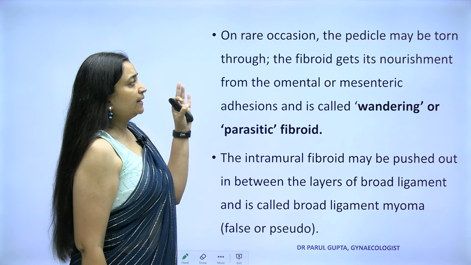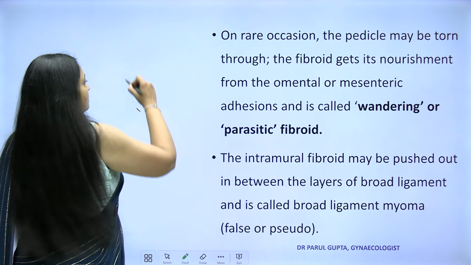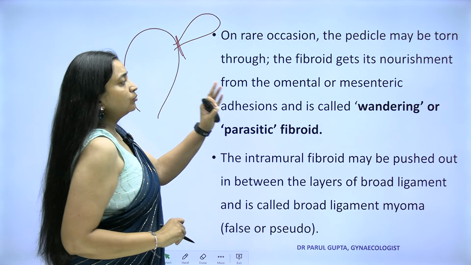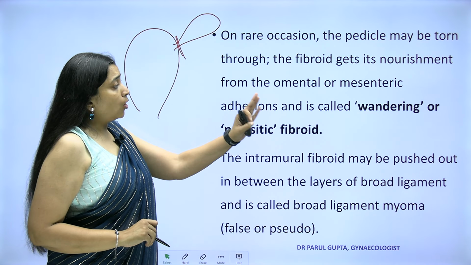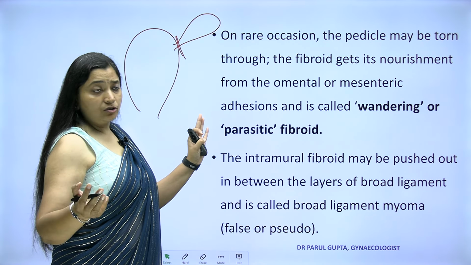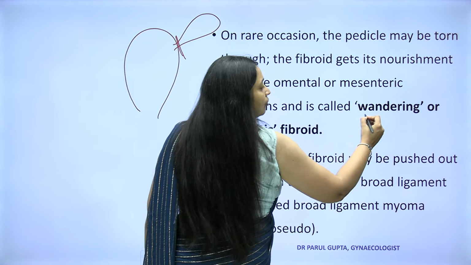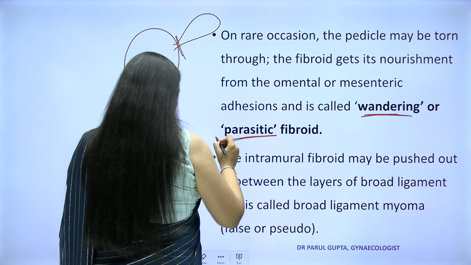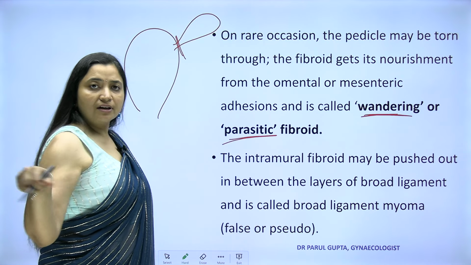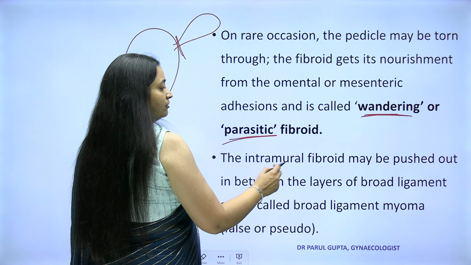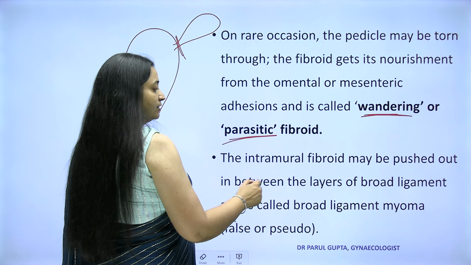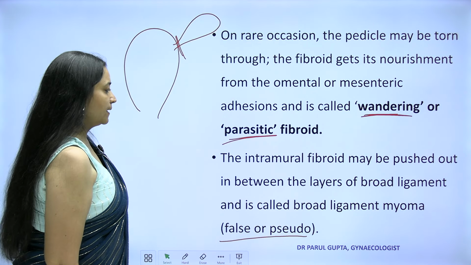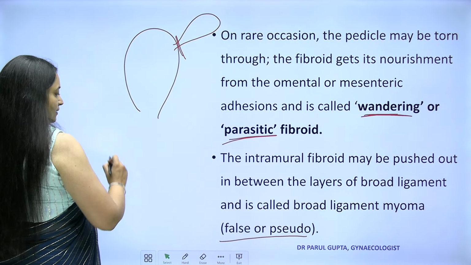On rare occasions, the pedicle may be torn. I told you that this was a pedicle, and on rare occasion it may get torn. The fibroid gets its nourishment from the omental or mesenteric adhesions lying next to it, and is now called a wandering or parasitic fibroid, which has started taking all the nutrition from the neighbor. The intramural fibroid may be pushed out in between the layers of a broad ligament and is now called a false broad ligament myoma or a pseudo broad ligament myoma.